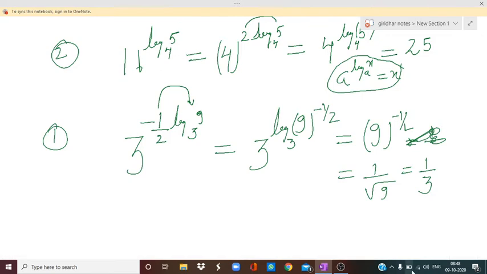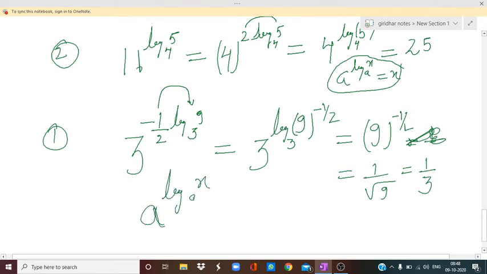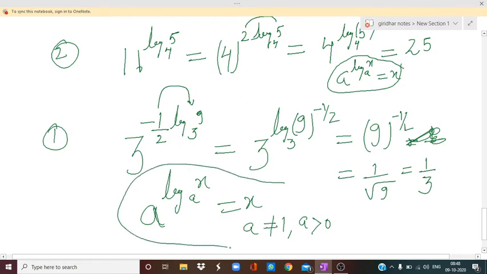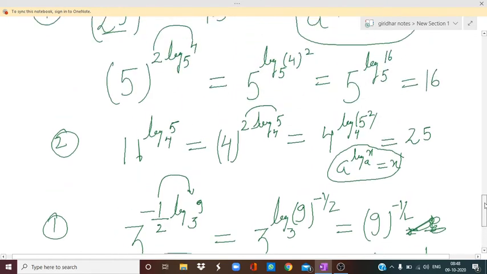Clear? So again with the help of the formula, this result that you have to remember: a to the power log x with base a equals x, where a is never 1 and a is greater than 0. Correct? So with the help of this formula, we are able to solve these few problems.